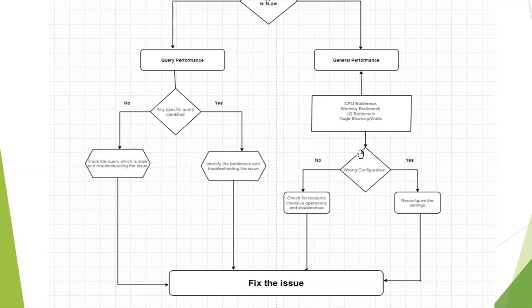If there is waiting or high CPU utilization, then we'll have to check if there are any wrongly configured parameters, for example max degree of parallelism or cost threshold for parallelism. If those are wrongly configured, we'll have to correct them and work on those issues. So this is general performance: overall server performance that we'll have to take care of.